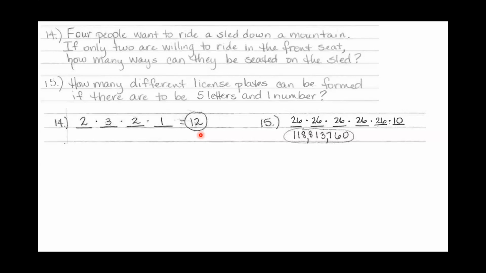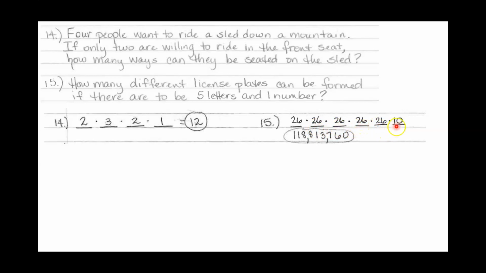All right, then 15: how many different license plates can be formed if there are to be 5 letters and 1 number? Okay, so I've got 5 letters followed by a number, and on my license plate you can have repeated letters. So we are going to say there are 26 different letters that could go in the first spot, and then 26 different for the second spot, 26 for the third, for the fourth, and for the fifth.